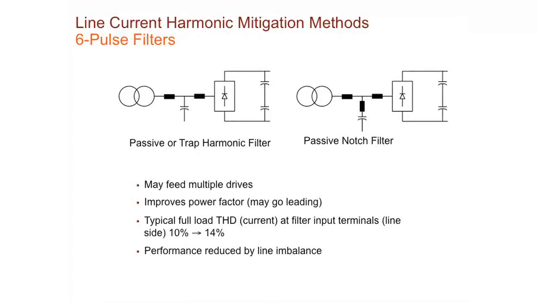6-pulse filters. There are a couple out there: a passive harmonic trap filter or a passive notch filter. The benefit of using these is that I can typically size those filters to feed multiple VFDs. Going back to that scenario with the 5 horsepowers, and I put 100 of them, I can maybe break them up into sections and put one filter for a couple of those VFDs and compensate for bad current distortions at those points. Typically with these kinds of filters you get about 10 to 14 THD, current distortion numbers.